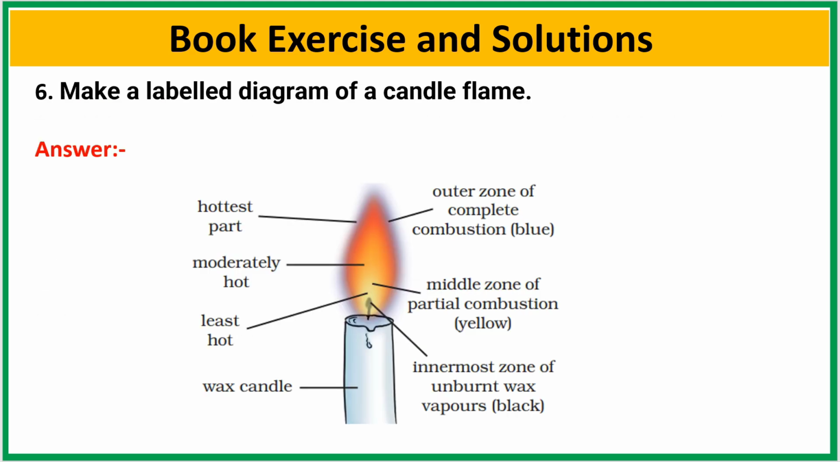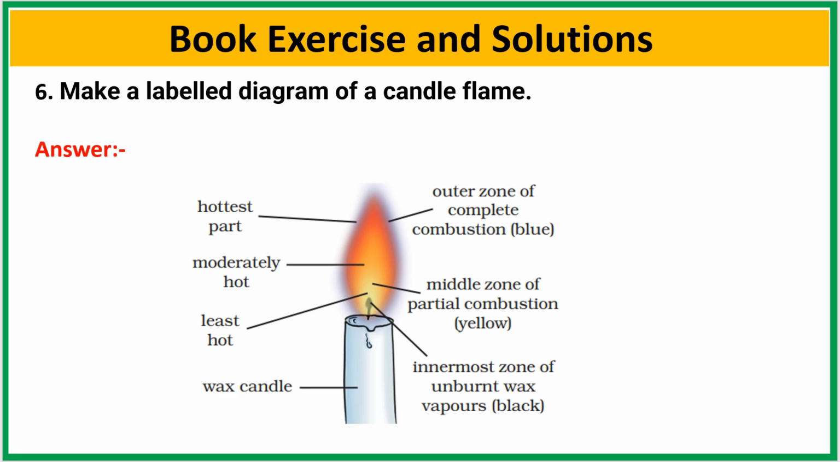So next question is make a labeled diagram of a candle flame. Here we can divide the candle flame into 3 parts, that is 3 zones. They are innermost zone, middle zone and outer zone. The innermost zone is also known as dark zone. Why is it the dark zone? Because it looks black in color. Why is it black in color? Because it gets very little oxygen. Without oxygen no combustion occurs. So it is the coldest part of the flame.